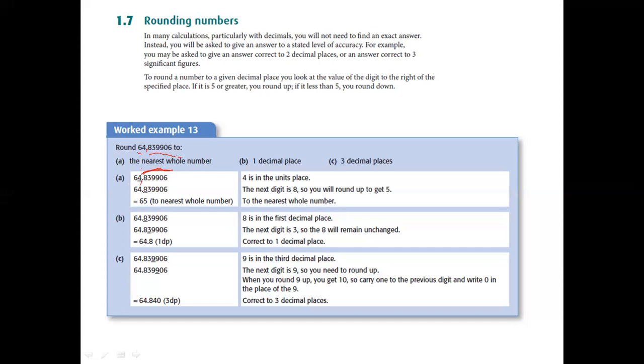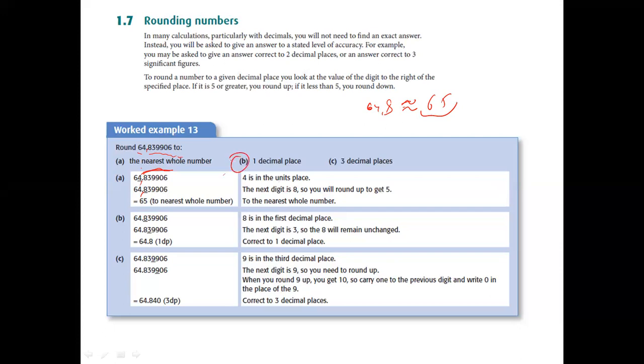If the digit is more than 5 or equal to 5, it's rounded to the next number. For example, 64.8 approximately is equal to 65, to the nearest whole number. So the next digit after the point is 8, so you will round up to get 65 to the nearest whole number.